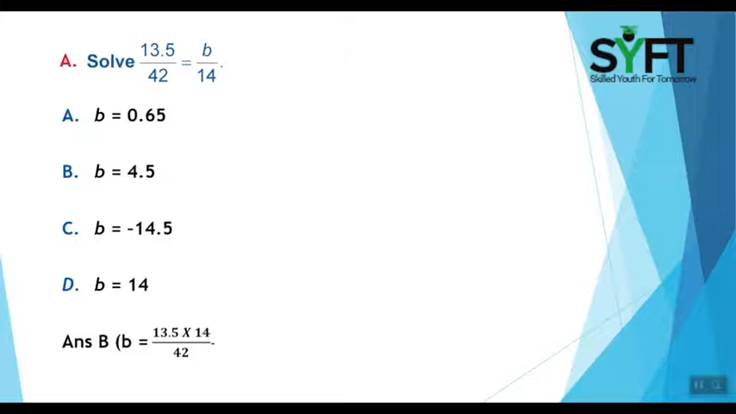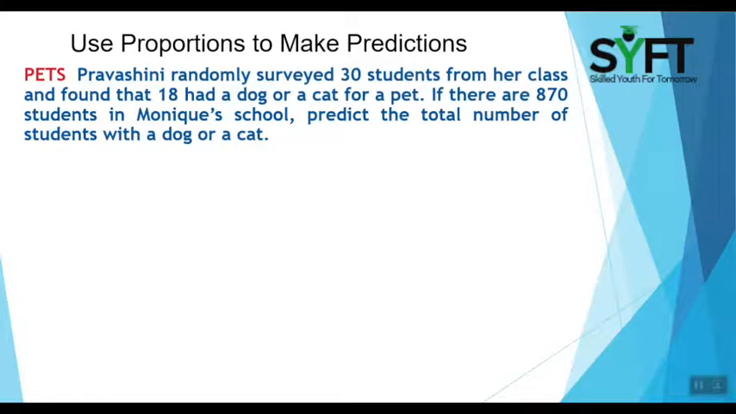We can solve again: 13.5 by 42 equal to b by 14. That implies, by cross multiplication, b is equal to 13.5 into 14 by 42, and the answer is b, that is 4.5.